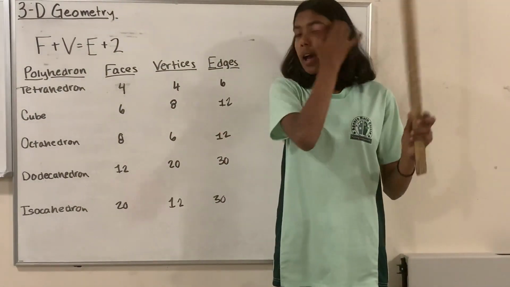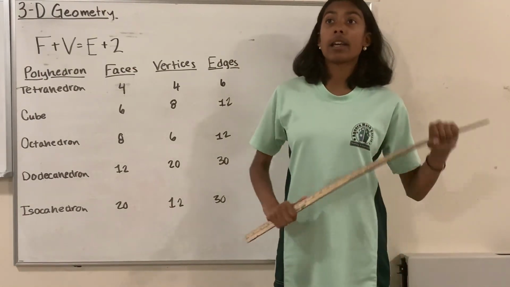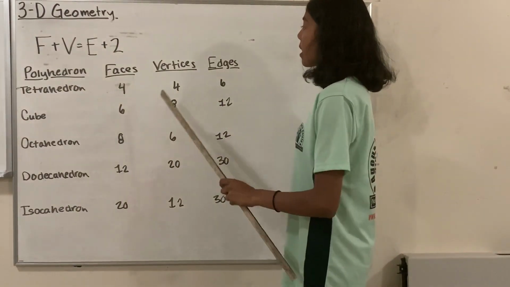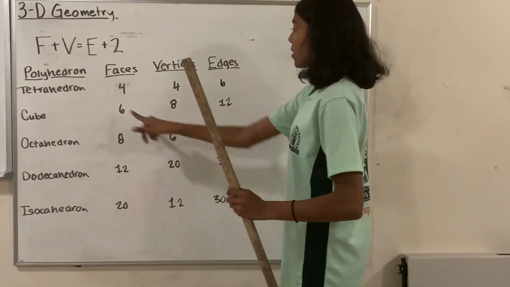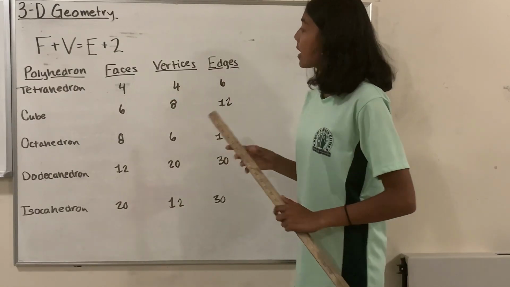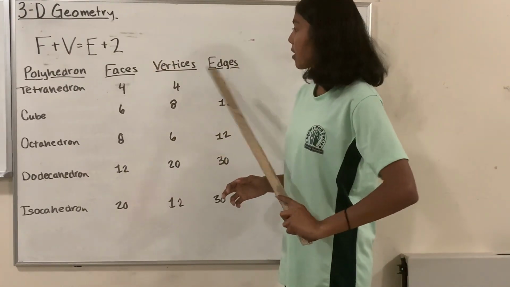To show you that, I have a nice table here showing our 5 Platonic solids and showing you that it works. So a tetrahedron has 4 faces and 4 vertices. 4 plus 4 is 8. It has 6 edges. 6 plus 2 is 8. They're equal. I'm just going to show you this for this one, and then I'm just going to go through the rest.